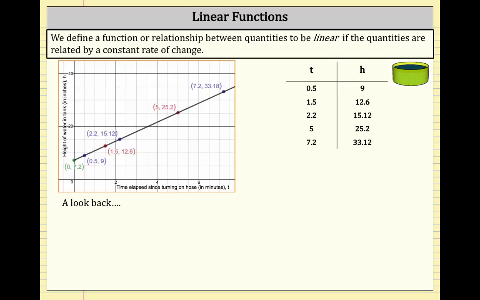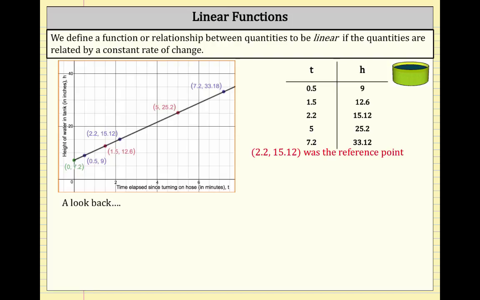And what we had done is we had produced a table which related the time elapsed in minutes since the hose was turned on to the height of the water in the tank in inches. Also, as we progressed, we also had built up a graph, the various points, and noticed that a straight line can be drawn through it.